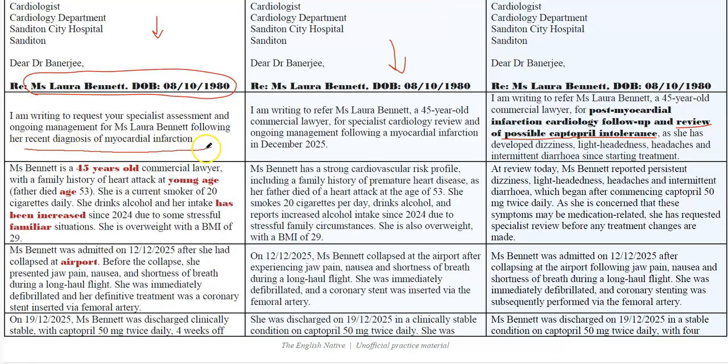So original, let's look at the purpose. Write to request your specialist assessment and management. Now, as we're going to see as this video series continues, this is too vague. Right? Assessment and management. What does that mean? Well, if we take a look at the polished version, you can see a better one. Specialist cardiology review. Okay, that's better than simply specialist assessment. Ongoing management following myocardial infarctions. That's slightly better, but definitely a better version is this one.